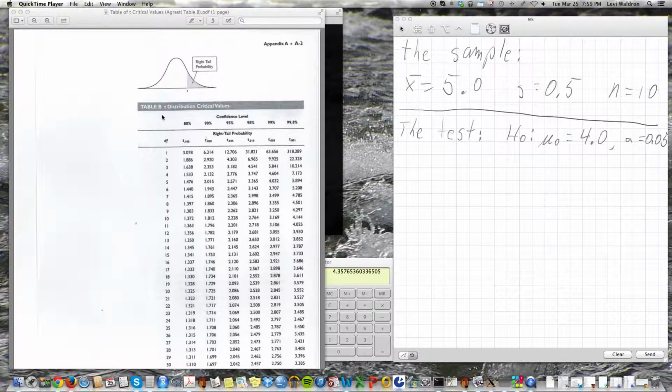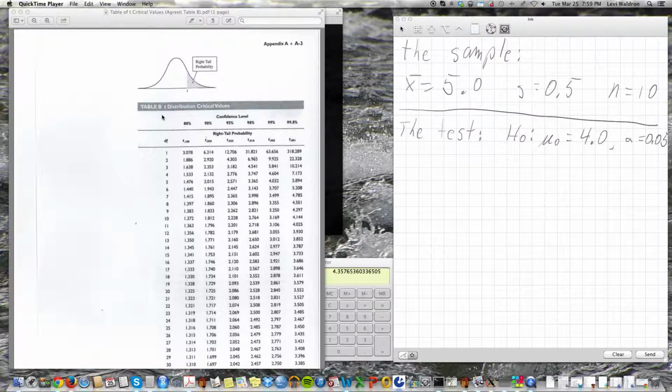This mini tutorial will cover how to do a hypothesis test for one sample using the t-distribution. So this is a one sample t-test. And I'm going to start with a sample that has a mean of 5.0, standard deviation of 0.5, and sample size of n equals 10.